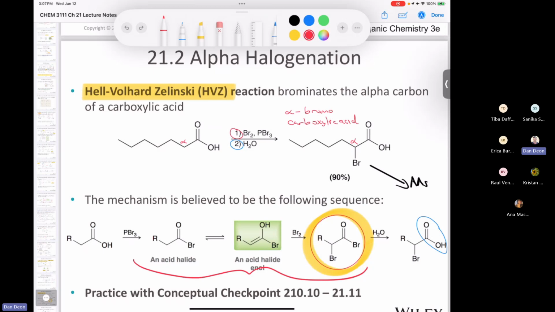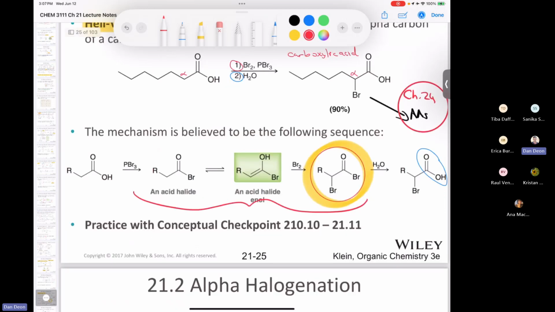I think it is chapter 24. In chapter 24, we will study a whole bunch of ways of making amino acids. So do not stress, my friends. It is coming. All right.